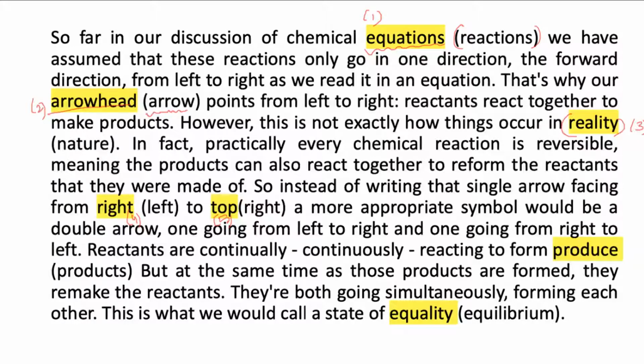All right, a more appropriate symbol would be a double arrow, one going from left to right and one going from right to left. Reactants are continuously reacting to form products. So here the audio was about products, but in the text it says produce. So this is your sixth incorrect word, guys. But at the same time as those products are formed, they remake the reactants. They're both going simultaneously, forming each other.